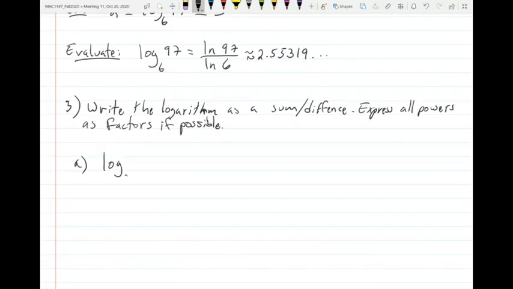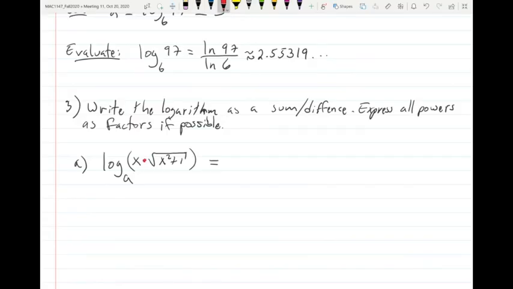So let's say that we have here log base a of x times the square root of x squared plus 1. Okay, so here a could be any base, any number that you want, other than 0 and 1, of course. All right, so our job is to write this as a sum or difference, and then any power that pops up, we should write it as a factor if we can.